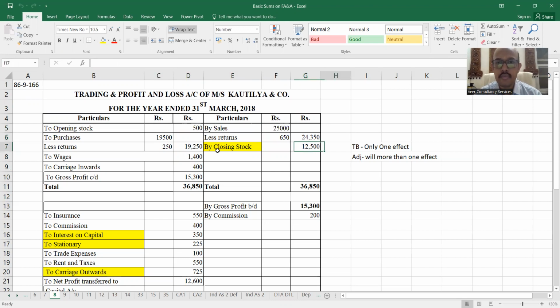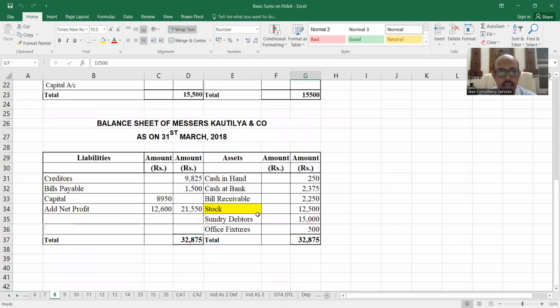And this is the closing stock. Again, please remember this. Trial balance will have only one effect. Adjustment will have more than one effect. So closing stock, one is written here, 12,500. And the same thing you are going to write somewhere in the balance sheet as 12,500. So there will be two effects of closing stock.